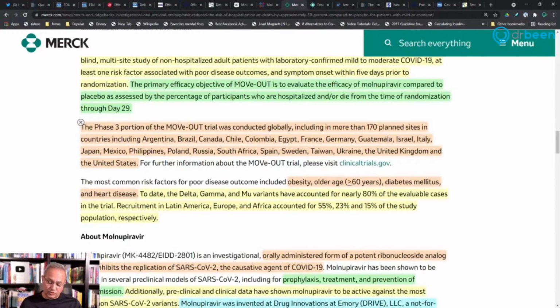How many countries? 1, 2, 3, 4, 5, 6, 7, 8, 9, 10, 11, 12, 13, 14, 15, 16, 17, 18, 19, 20, 21, 22. And this is "including," so that means it's not the full list. So even if it is 20 instead of 22, and if you take 400 people, half placebo, half investigational drug, divide them into 20, how many people do you get per country? And then divide them into 170 planned sites. 2 here, 4 there, something like that.